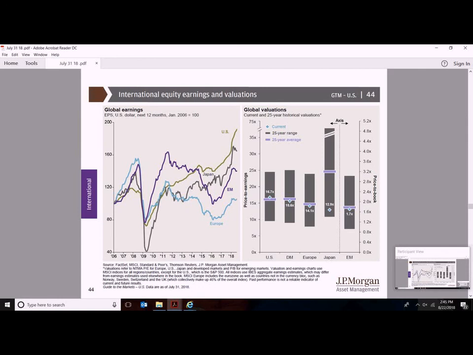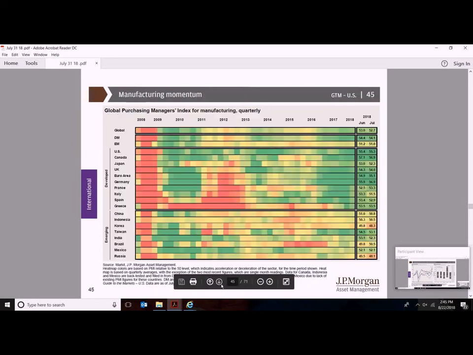And then emerging markets as well, you can see slightly below. So you can see that overall, outside of the U.S., between the developed markets, Europe, Japan, and emerging, there seems to be some value there based on just the valuations on a 25-year average.